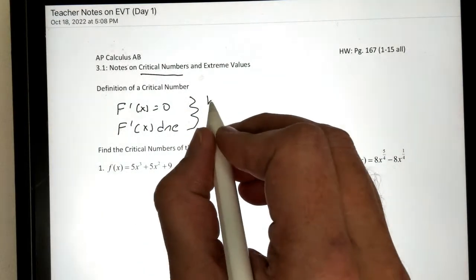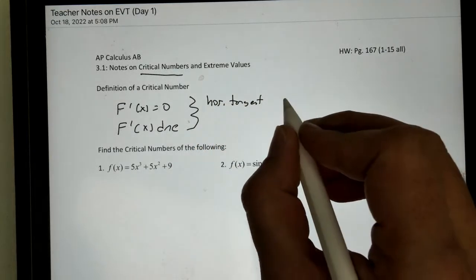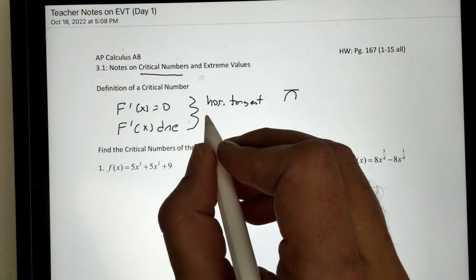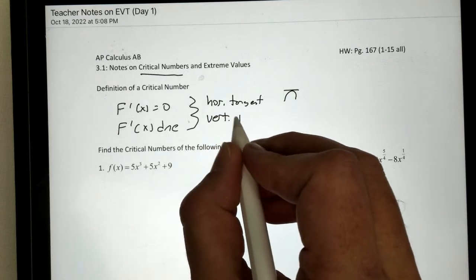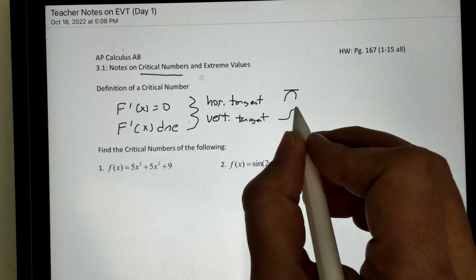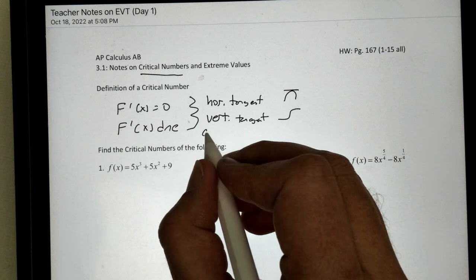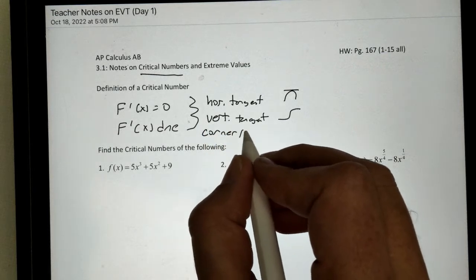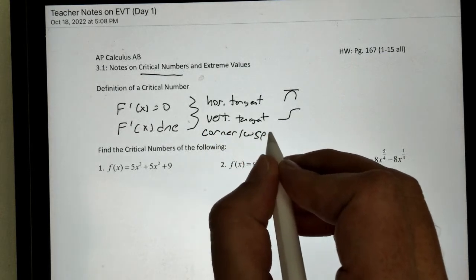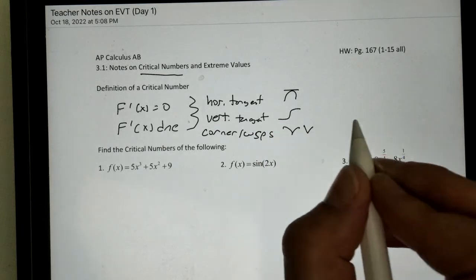And we have a lot of places where this can happen. Obviously, if the slope is 0, we have our horizontal tangents, and that could look something like this. But we can also have vertical tangents, and that could look something like there. And we also have corners and cusps. They could also work as well. These are points on the graph where something is happening to the derivative. So I can have a cusp, I can have a corner.